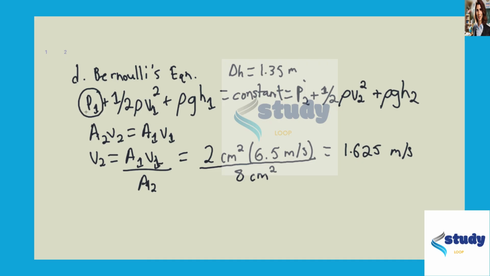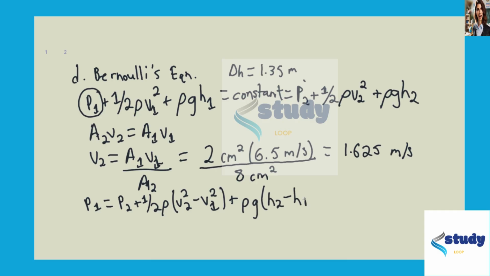Now we have to solve for P sub 1. So P sub 1 could equal P sub 2 plus half times the density times V sub 2 squared minus V sub 1 squared plus the density times the acceleration due to gravity times H sub 2 minus H sub 1.